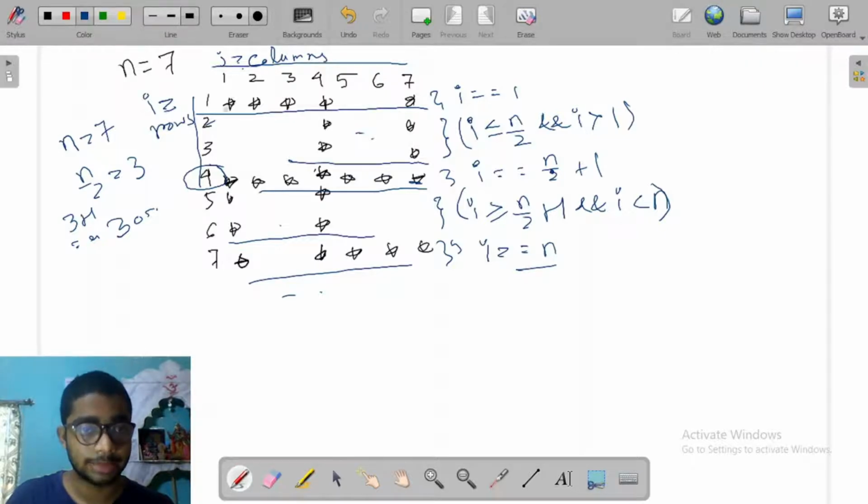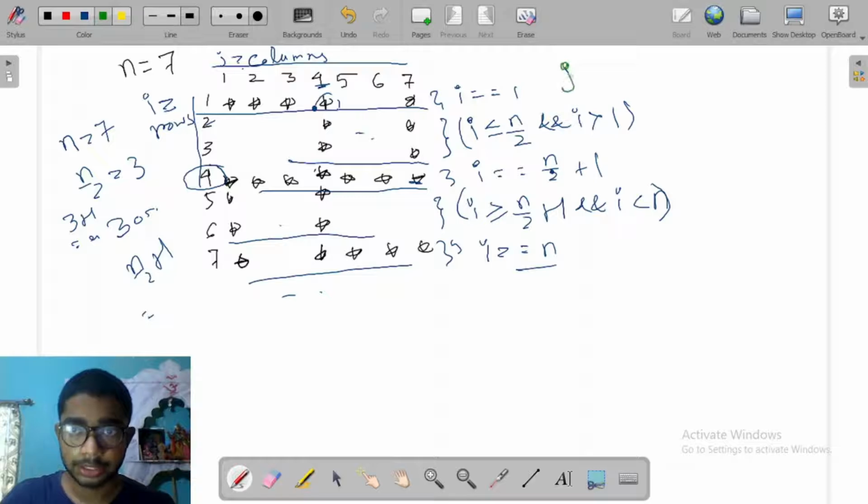That means columns. That means how many stars will print depends upon the columns. So what we will see here, you can see the value is 4. 4 means n by 2 plus 1.